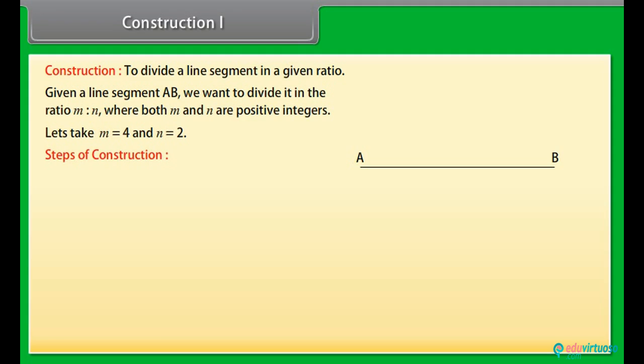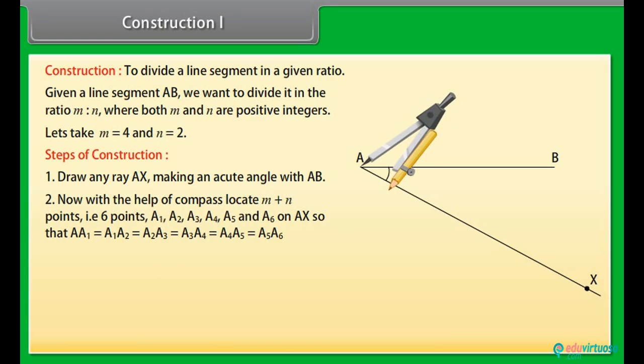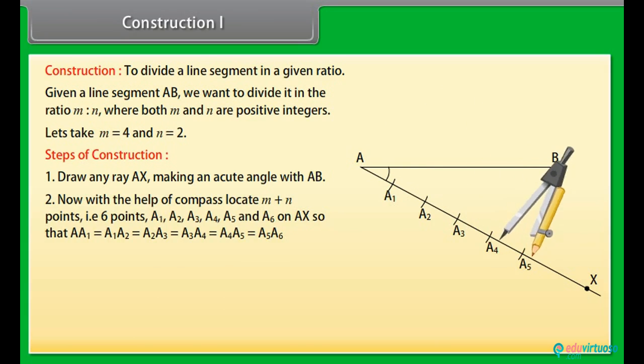Steps of construction. Draw any ray AX, making an acute angle with AB. Now with the help of compass, locate m plus n points, that is 6 points, A1, A2, A3, A4, A5 and A6 on AX so that AA1 is equal to A1A2 is equal to A2A3 is equal to A3A4 is equal to A4A5 is equal to A5A6.